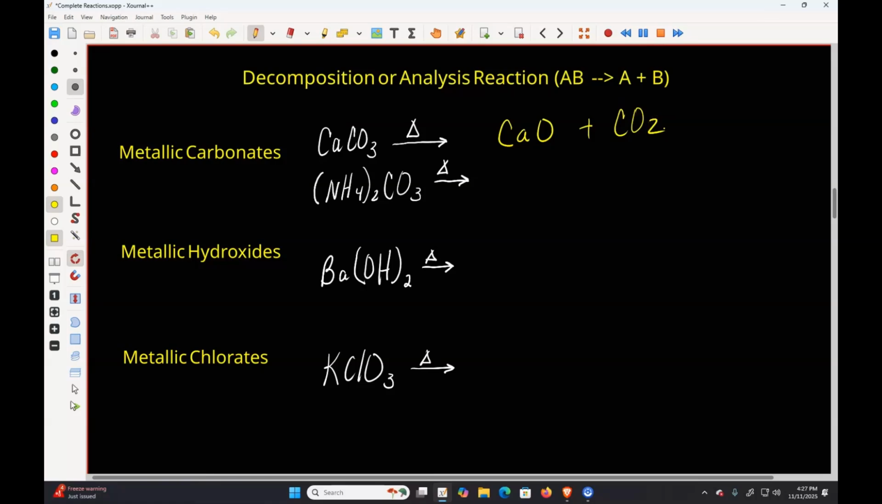There is an exception to this rule, and that is ammonium carbonate. So ammonium carbonate, when it's heated, is going to form ammonia plus water plus carbon dioxide. And let's put a 2 here to balance it.